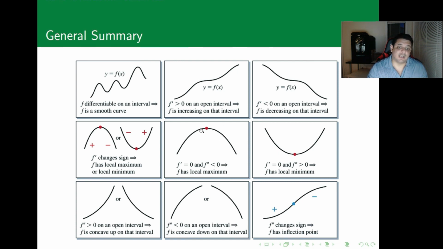But we can also check that with the second derivative. If we have a critical point and we check what happens at that critical point, we either have a local maximum or a local minimum. And in general, if we're not at a critical point, if the second derivative is positive, then you know that the concavity is up. If the second derivative is negative, then the concavity is down. And any change in the concavity means that we have an inflection point. Okay, so that's the summary of section 4.3.